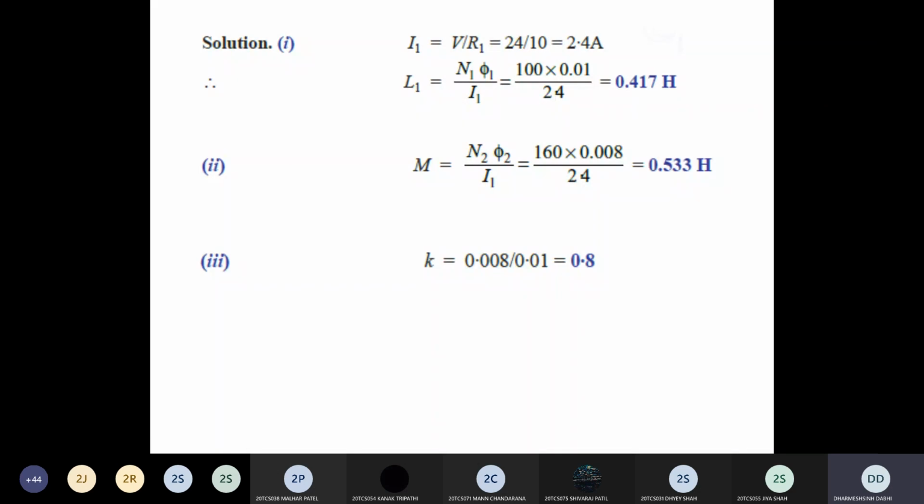Yes, please give the answer quickly. L2, give the answer. Give me the answer.